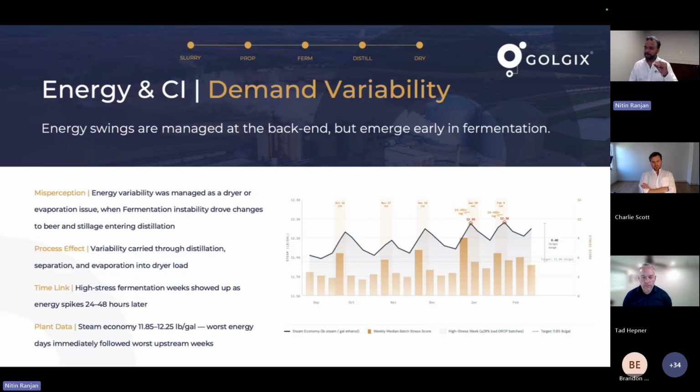But what is the optimal energy intensity we can run the downstream at, given what has already manifested at the front end? That is key in protecting your CI score. And that is what we are seeing, that a lot of the variability in the steam, pounds per gallon, can be explained if you really monitor and understand the variability introduced by your front end process.